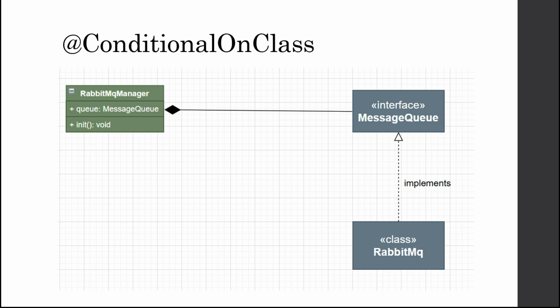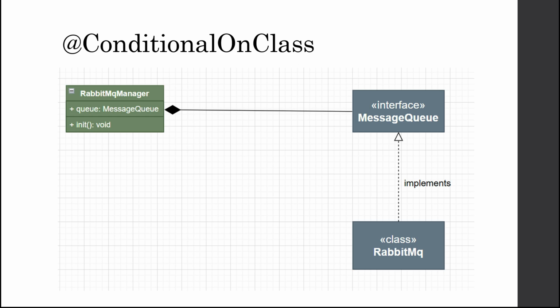In this class diagram, we can see that we have a class named RabbitMQ, and this class implements an interface named MessageQueue. And then we have another class named RabbitMQManager. This RabbitMQManager class has a dependency of MessageQueue.